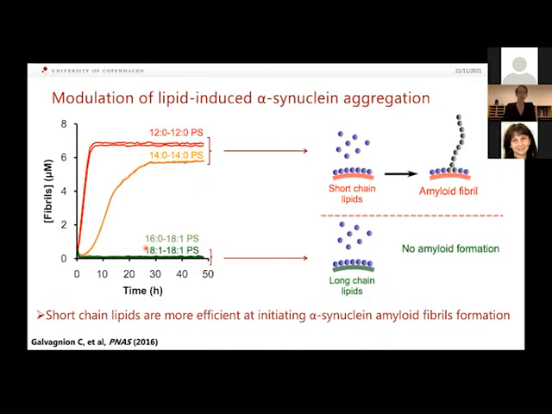And we found that even though alpha-synuclein binds to membranes in the fluid phase, it only aggregates in the presence of membranes made with short chain phospholipids. And this is what you can see here. Although it binds to POPS and DOPS membranes, it doesn't aggregate in the presence of those longer chain lipid vesicles.